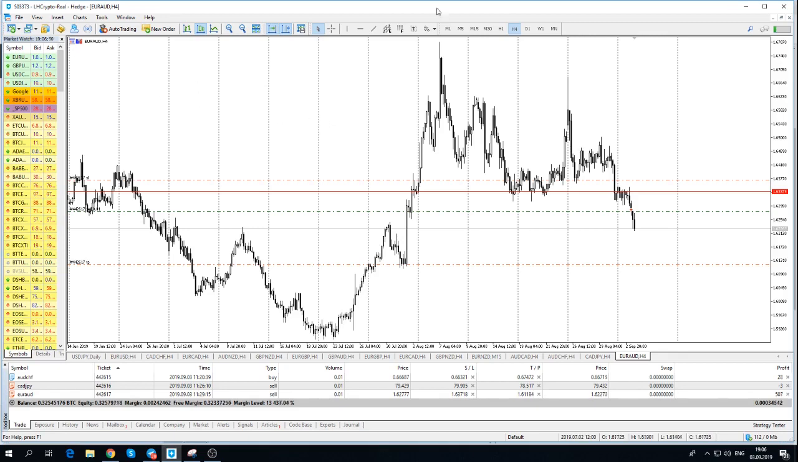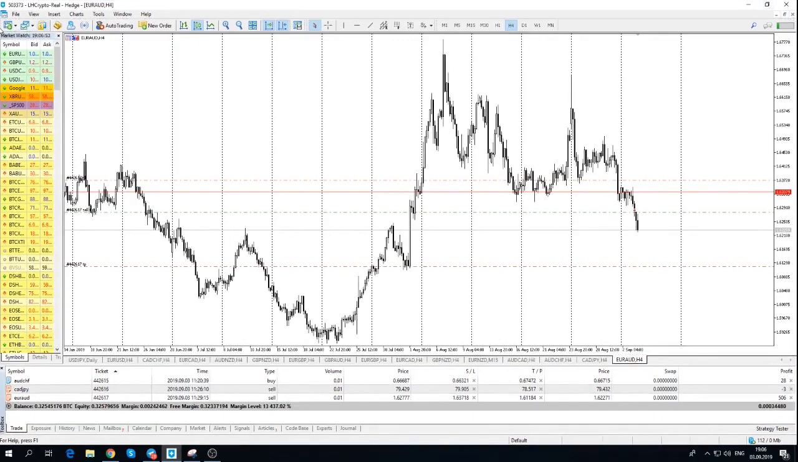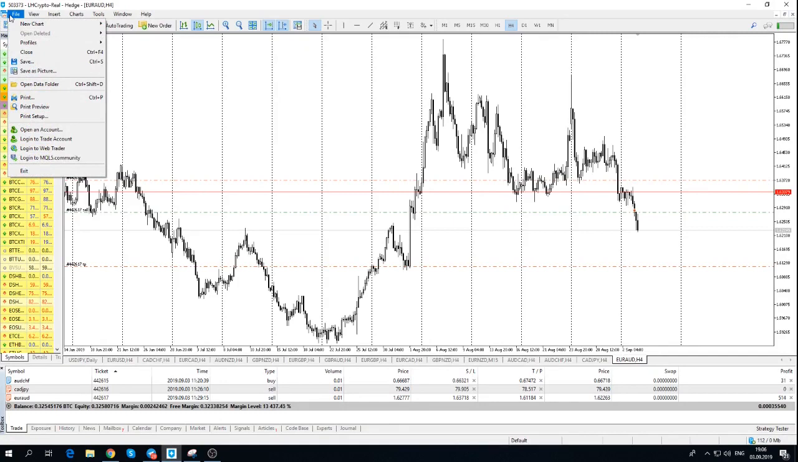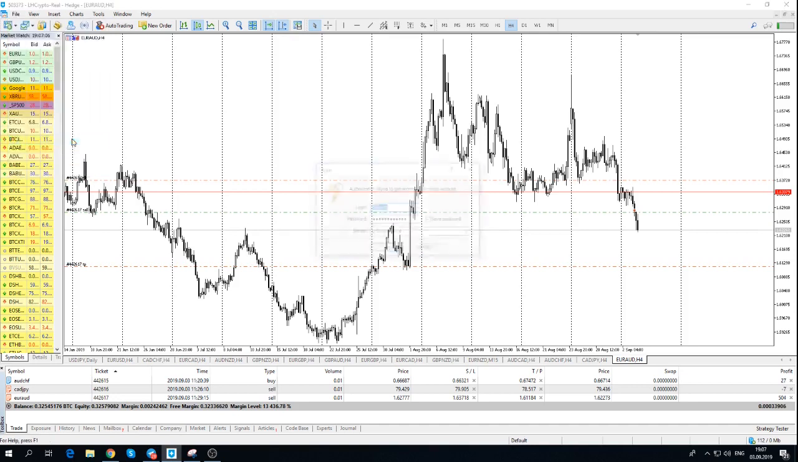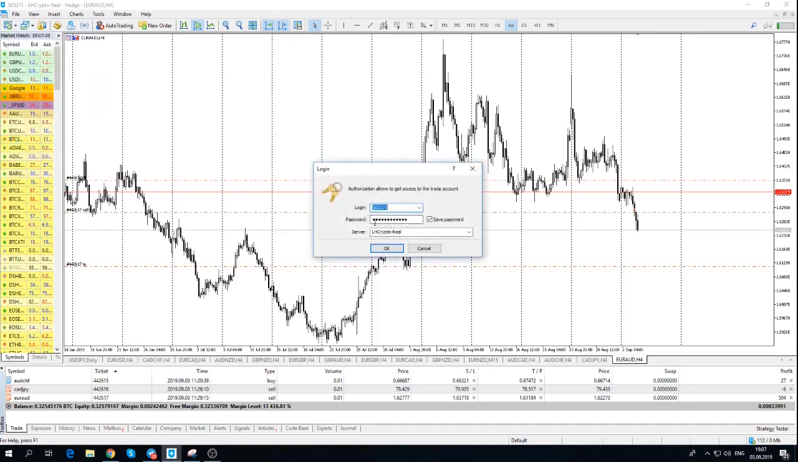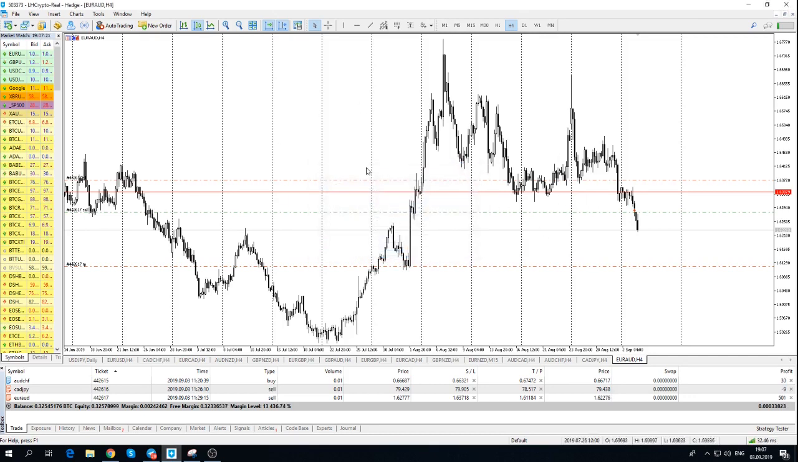What you need to do next? First of all, you need to go to File and log in to trade account. After you create registration, you will get the login, and you will create your registration password. So actually you can put a demo password too, and click OK, and you will see the trading pairs.